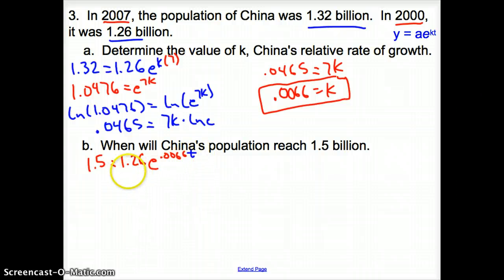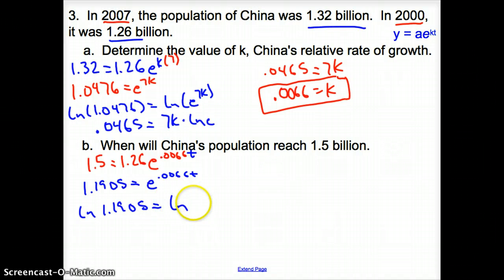So we want to get e by itself. We divide by 1.26 to get 1.1905. That equals e to the 0.0066t. What do we do now? We have to take the natural log of both sides, with all these fun numbers to take logs of.